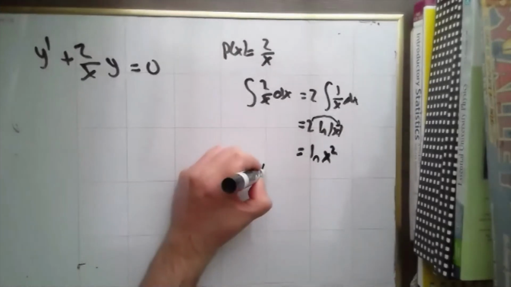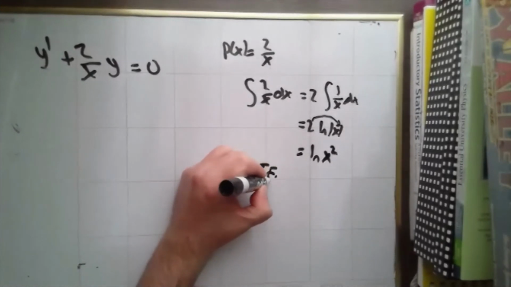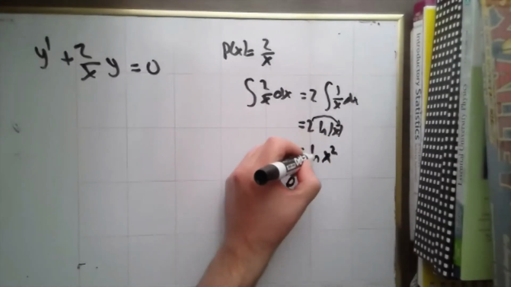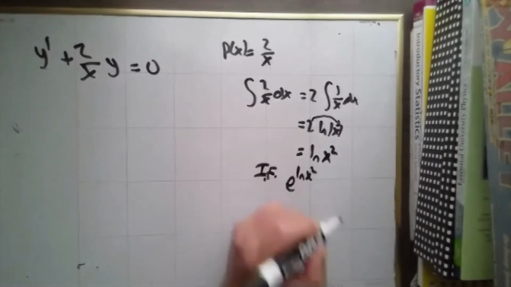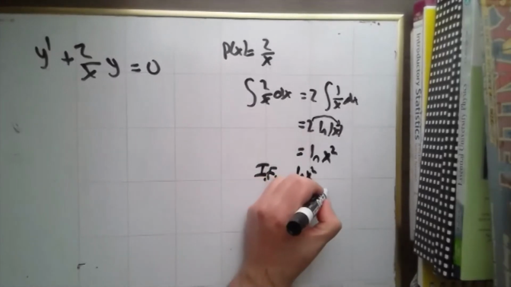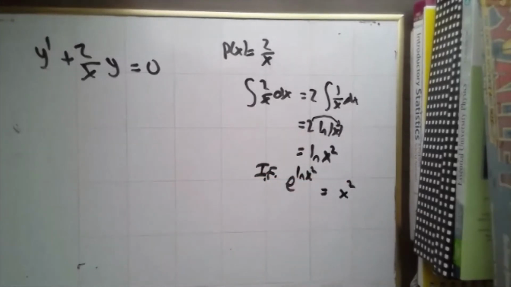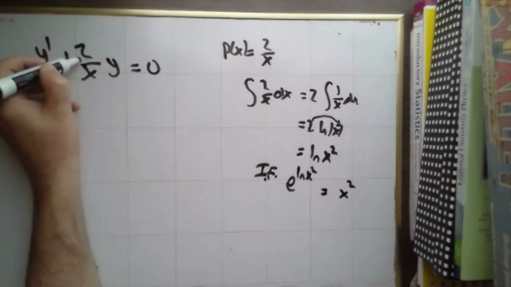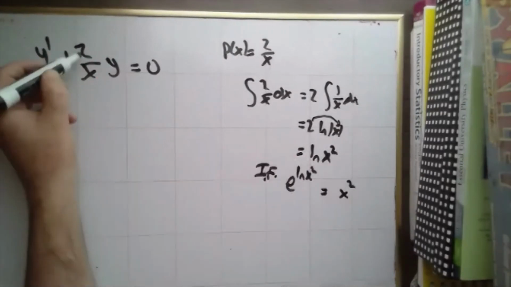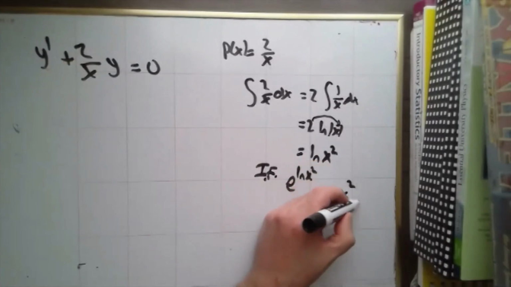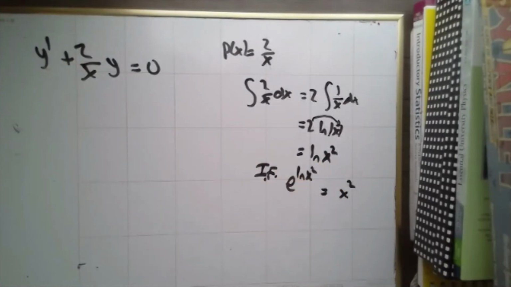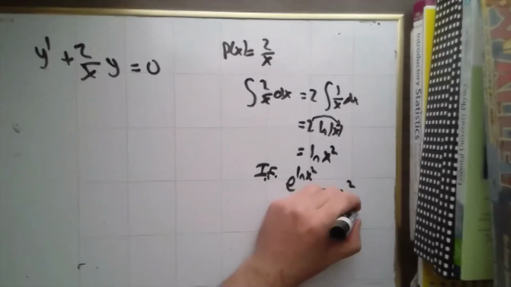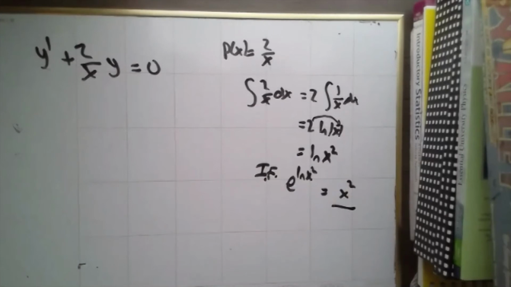So my integrating factor is e raised to that. e raised to the natural log of x squared is just x squared. So if this had been a 3, I would have gotten x cubed. If that had been a 7, my integrating factor would be x to the 7th. And we'll do one like that in a minute just for fun. So this is what we multiply everybody by, both sides, x squared.